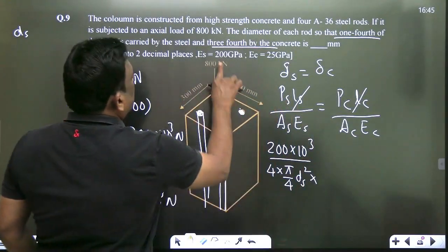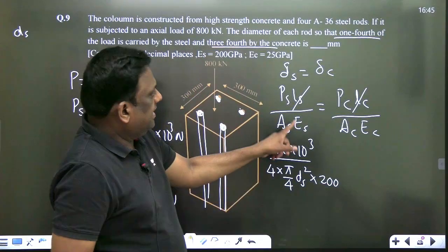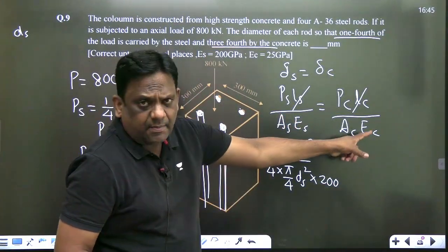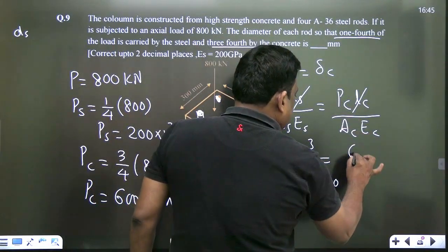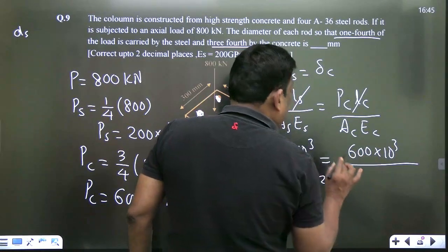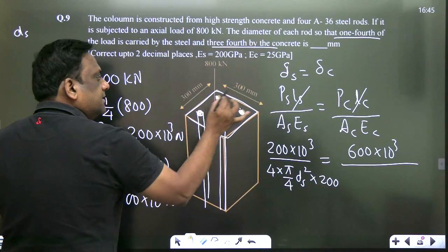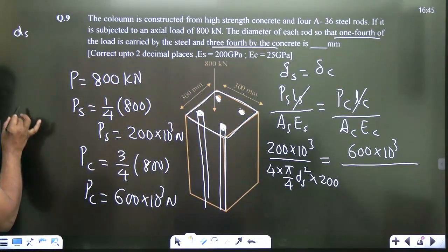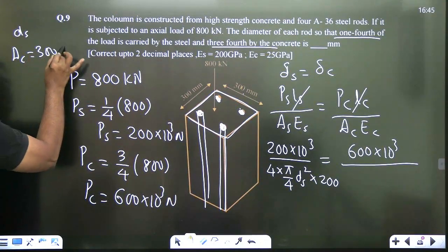What is E of steel? It is 200. You may be wondering why I am keeping it in gigapascal. If this is in gigapascal, I'll keep this in gigapascal. The units are matching. So what is the load in concrete? It is 600 into 10 power 3. And what is the area of concrete? Be careful. The total area is 300 into 300.